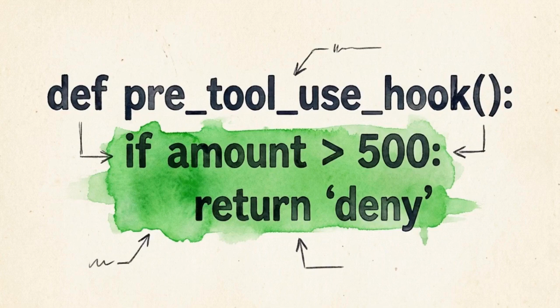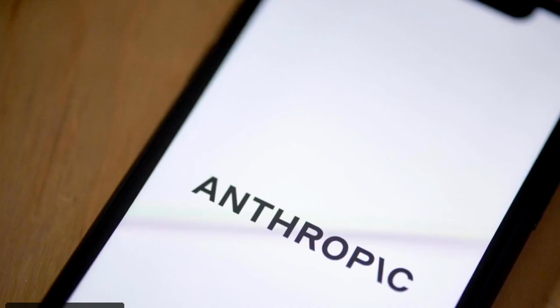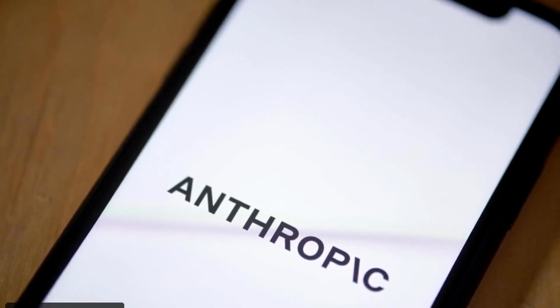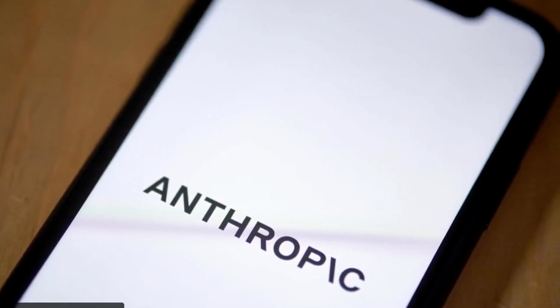A model can talk its way around a system prompt. It cannot bypass a hook, because the hook runs in your software, not in the model's reasoning. Any rule where a violation causes financial or security harm must be enforced entirely in deterministic code. Underpinning all these fixes is one law. The Claude API retains no memory between calls. It is completely stateless. Anthropic designs and documents Claude as a highly capable but stateless API tool.